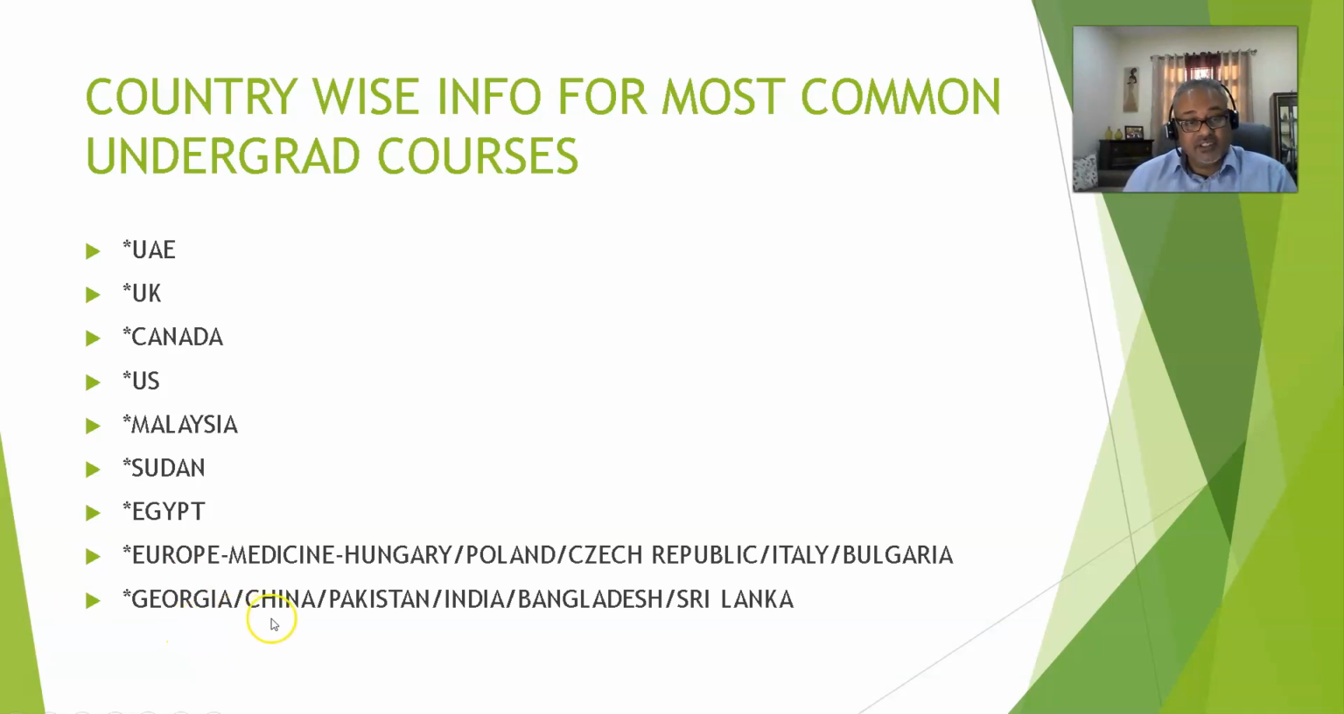When it comes to Georgia, China, Pakistan, and India, the same rules apply. They need 3 A levels, once again with the major subjects, and these countries also have additional entrance examinations. So you are expected to write an entrance examination if you want to go towards Europe or towards your home country.